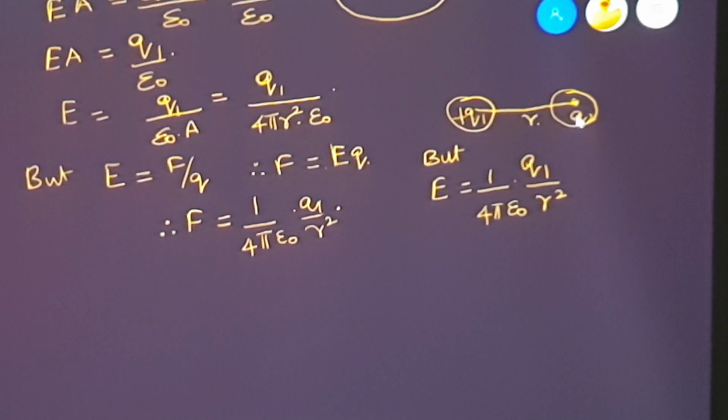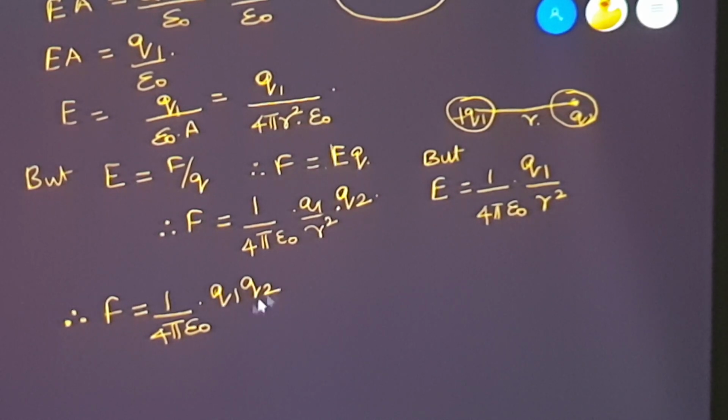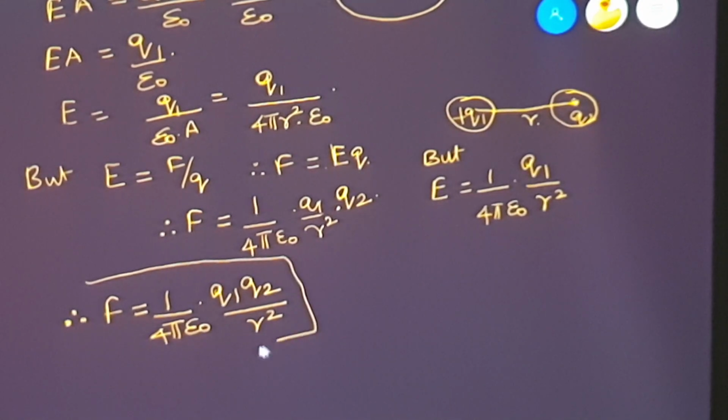Instead of Q, here I have placed another charge called Q2. Therefore, in between the two charges, the force available is F equal to 1 divided by 4 pi epsilon 0 into Q1 into Q2 divided by R square. This is nothing but Coulomb's law. So we can say that Gauss law is treated as a much more general law than Coulomb's law.